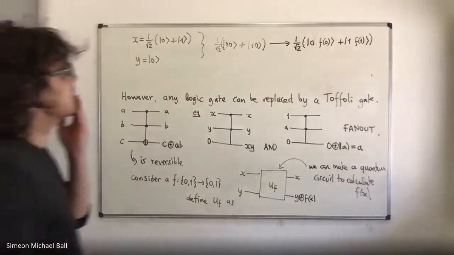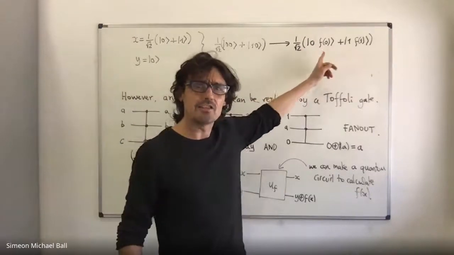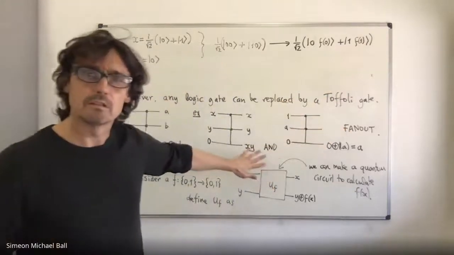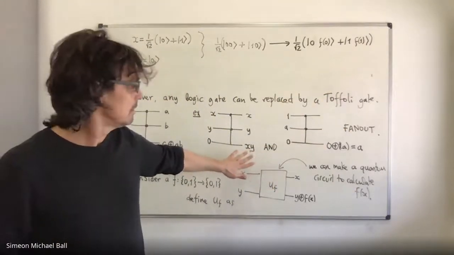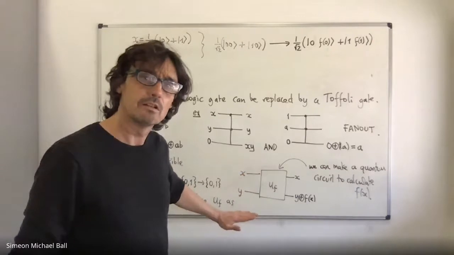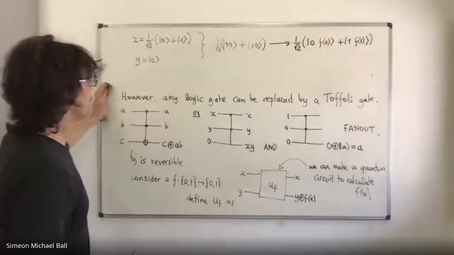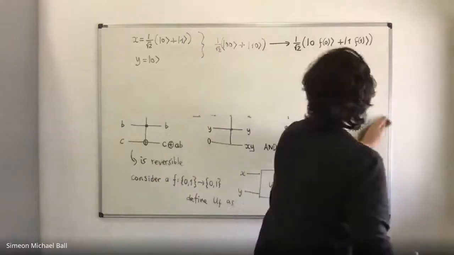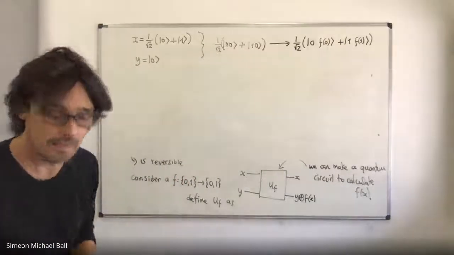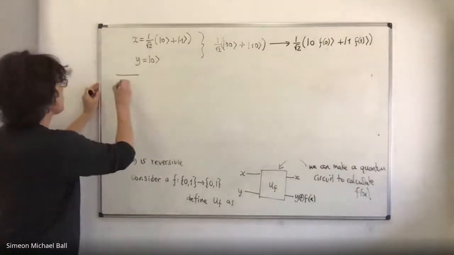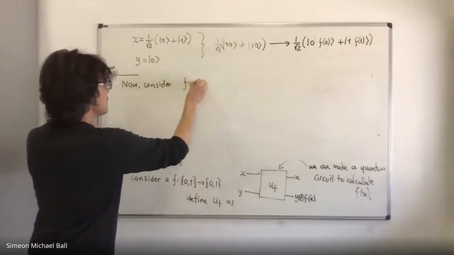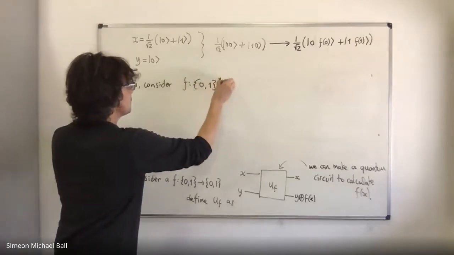So what you should be worrying about now is, did this really just calculate 2 values of f with 1 call? I mean, couldn't we push this further? So now consider a function f from {0,1} again to {0,1}.